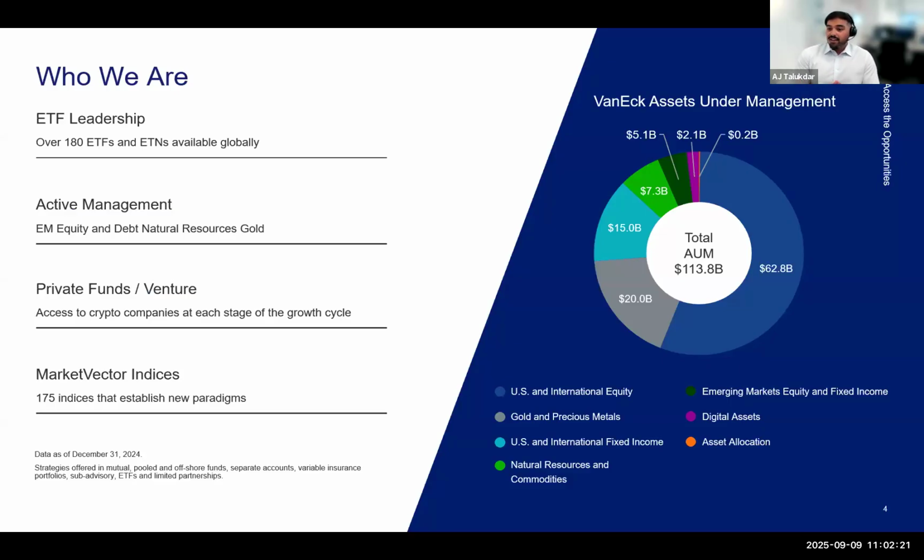All right, today we are managing over 113 billion across asset classes. That includes US and international equities, fixed income, gold and precious metals, natural resources, commodities, digital assets, and even private funds. We are offering more than 180 ETFs and ETNs globally and provide exposure across strategies ranging from active management to venture capital. This breadth of expertise provides a foundation for new innovations such as TruSectors.